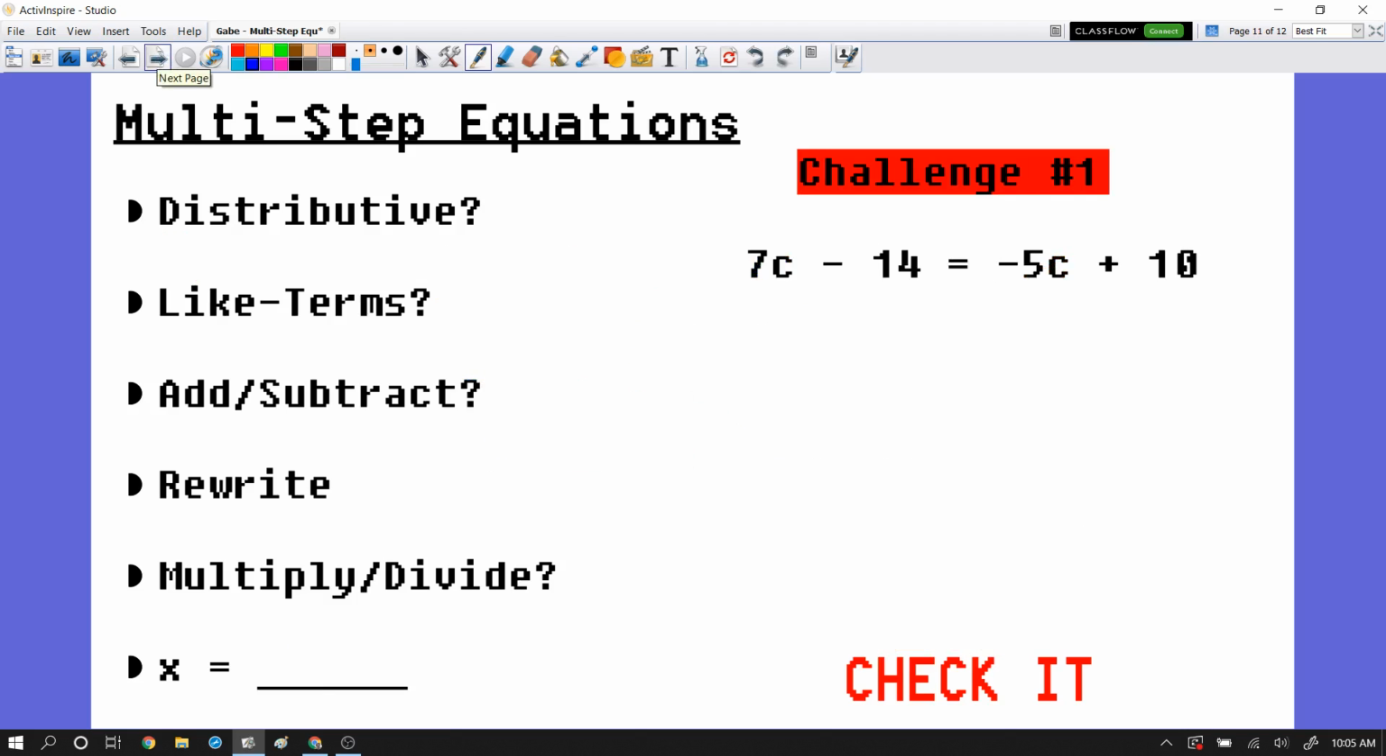Challenge number 1 is the only challenge problem I'm going to give you. I'm not going to work it out on here. I want to see it on a sheet of paper. All right? No worries, no stress, nothing to worry about. Do the best you can. Let's see what you got.